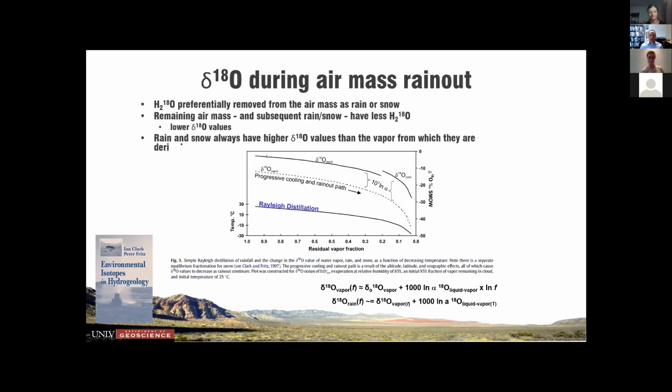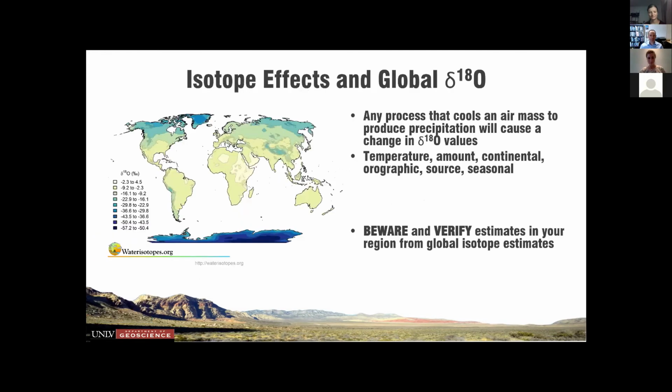Okay, so we can see that this is a decrease in the delta 18O values of the rainfall. And then the same would happen with snow as well, as you get to cooler and cooler temperatures. Now, these processes combine, the direct temperature effect on the fractionation and this Rayleigh distillation, to produce lots of isotope effects that give us this global distribution of delta 18O.